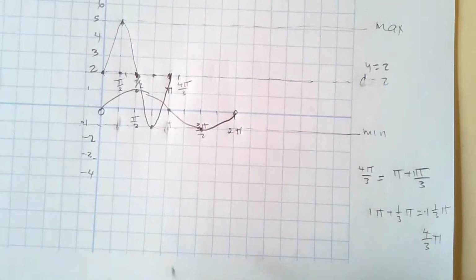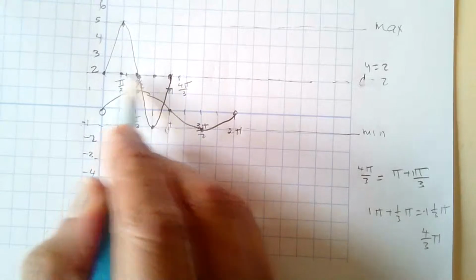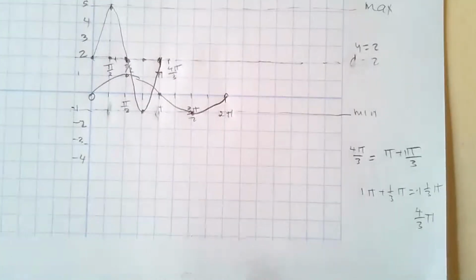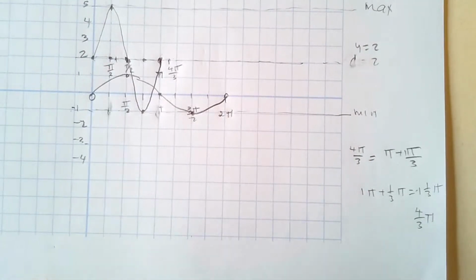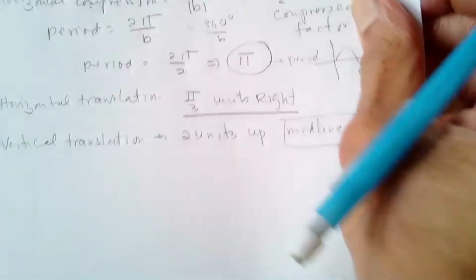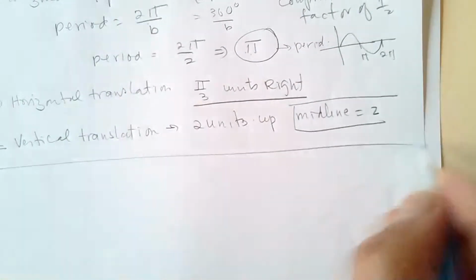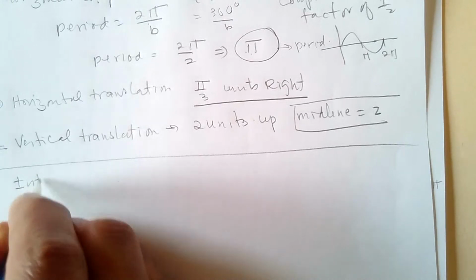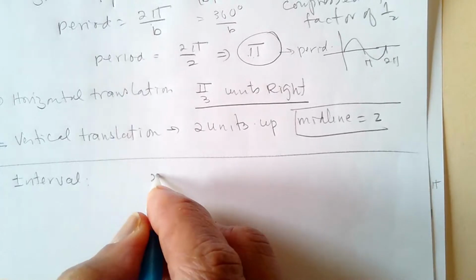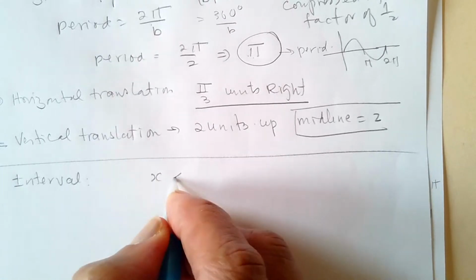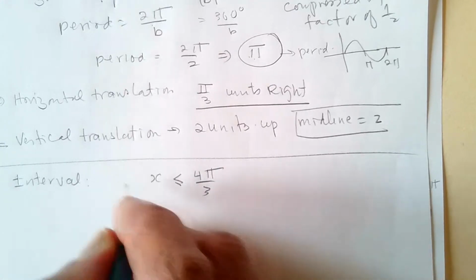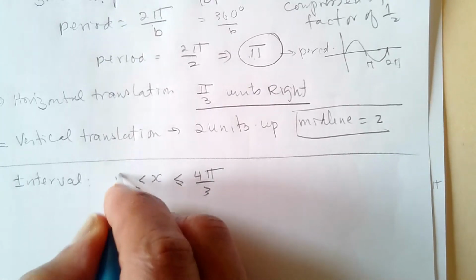So our key points now, so now our new interval, so the interval, let's put my notes here. So go back here, the interval where, in this case, where x is between pi over 3 and 4 pi over 3.